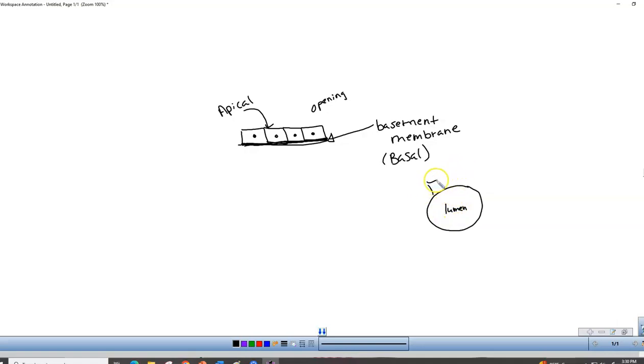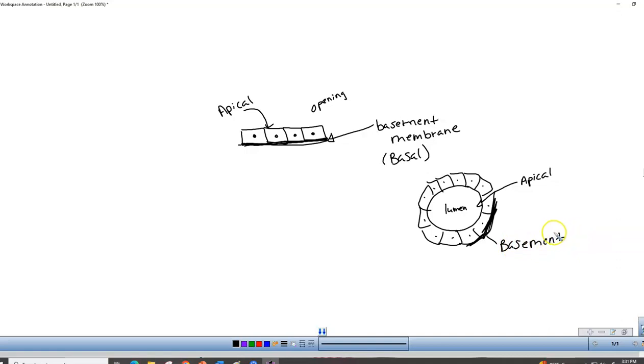And so if we had some cells here, we'll put some nuclei in there. So these are some cells that are surrounding this opening. So this is the opening. So in a tube, the apical side is actually right there. This is the apical side. Why is that the apical side? Because this is going to be the opening, and then our basement membrane is going to be here. So this would be the basement membrane or basal surface.